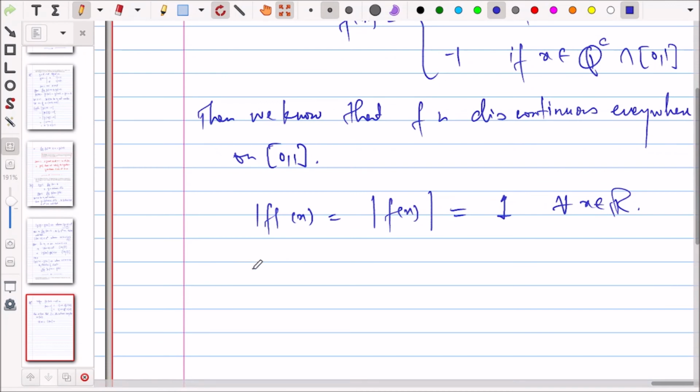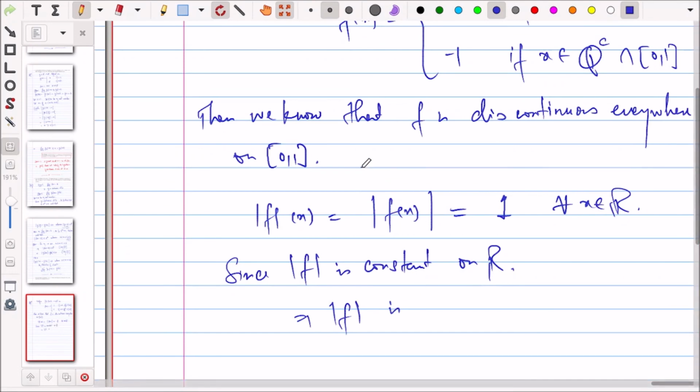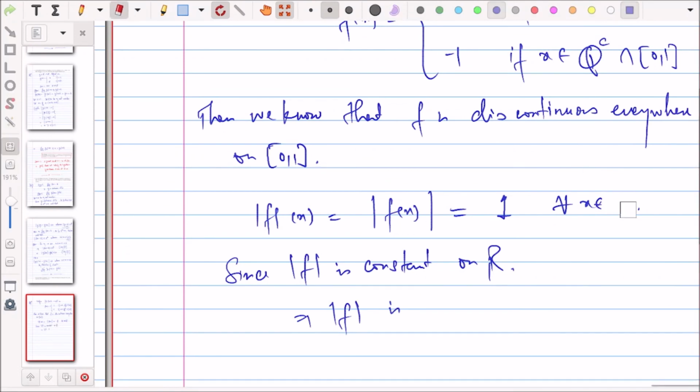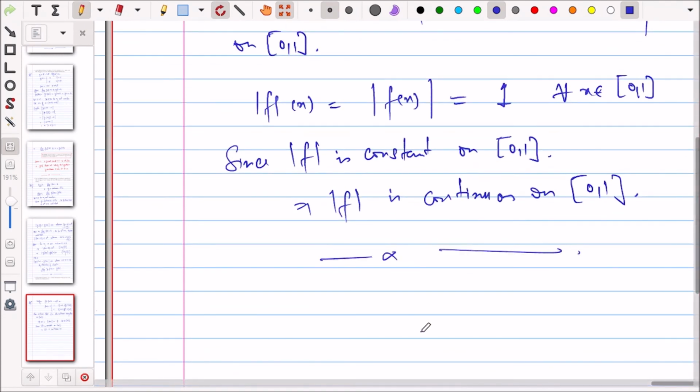So mod f is a constant function. Since mod f is constant on R, sorry, we only have to define it on the interval [0, 1], so we just need to talk on [0, 1]. So f is continuous on [0, 1]. Okay, so this completes your question number 7.